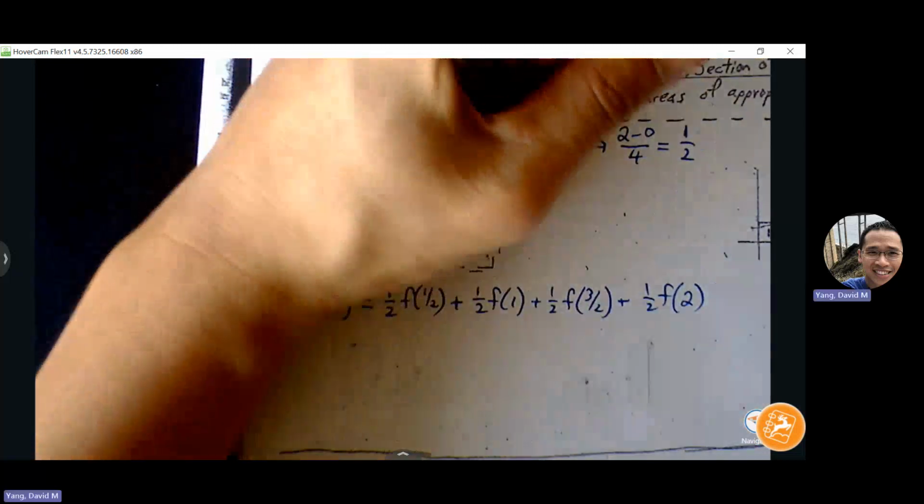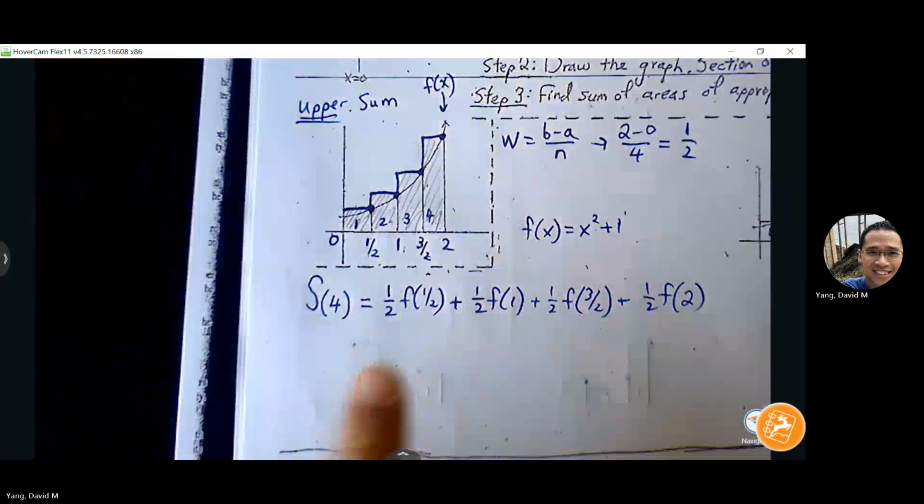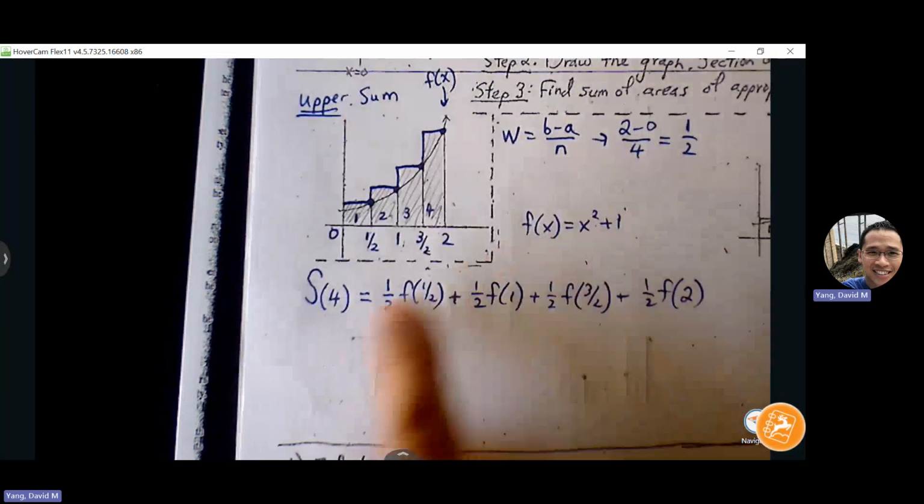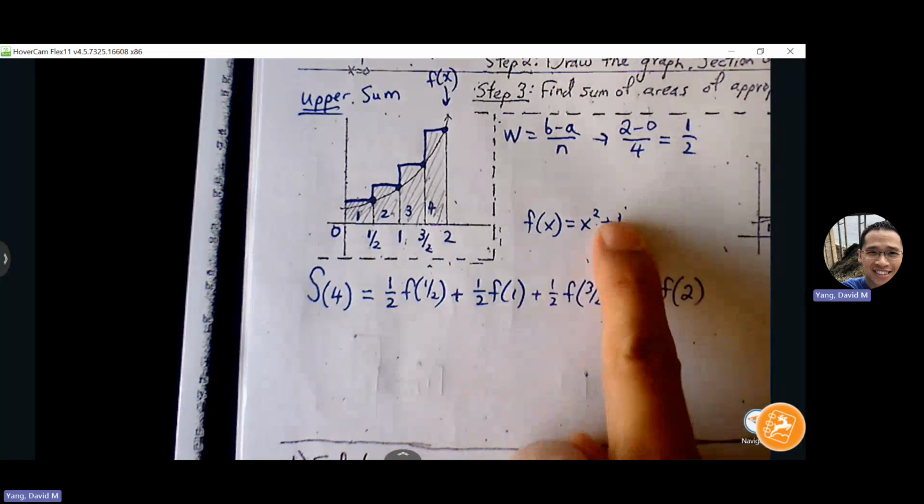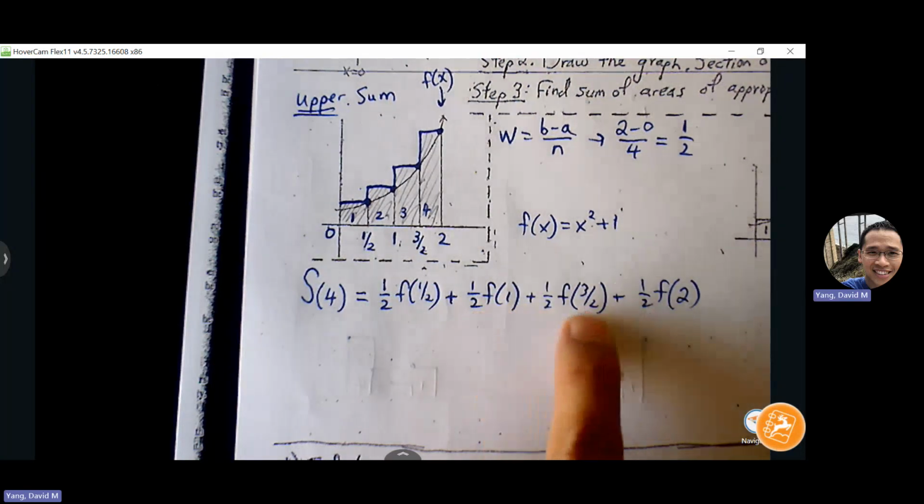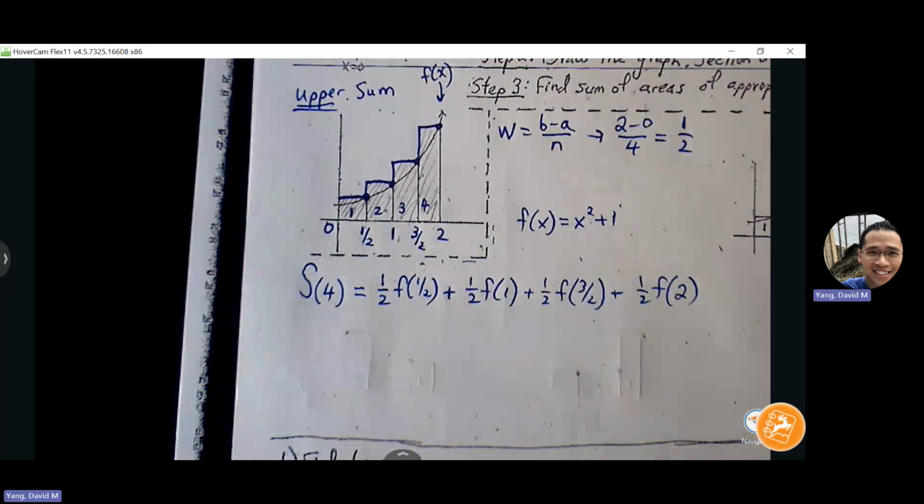Now my function is x squared plus 1. So if I plug 1/2 into the function, I'll get 1/2 squared plus 1. That'll give me a fractional value. I multiply that by 1/2, and that will give me the area of the first rectangle. Okay. Plug 1 into the function, I get 1 plus 1. 1 plus 1 times 1/2 will give me the area of the second rectangle, so on and so forth, right? Does that make sense? Getting the actual area, okay?